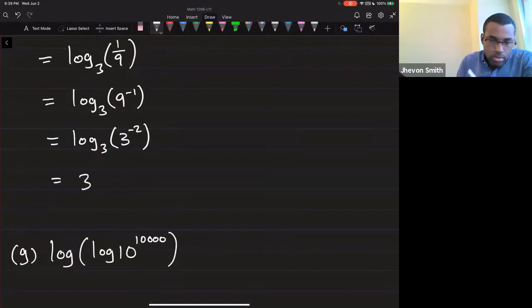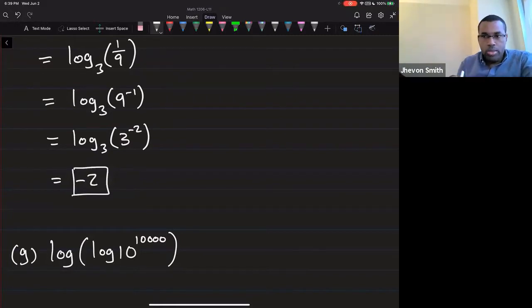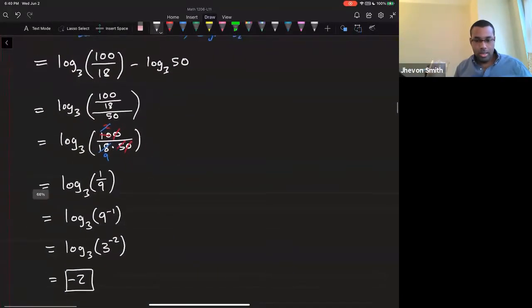And then applying the log rule, I get minus 2. Because I have log to the base 3 of 3 to the something, you just get the something by another log rule. So minus 2 is the answer. Surprising. Yeah?